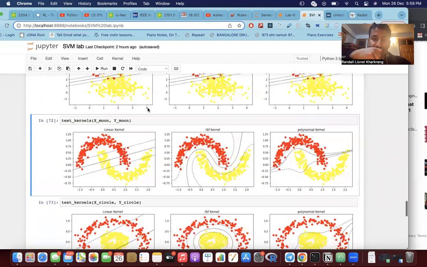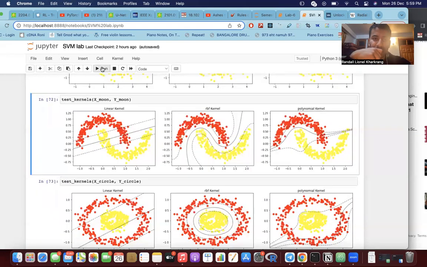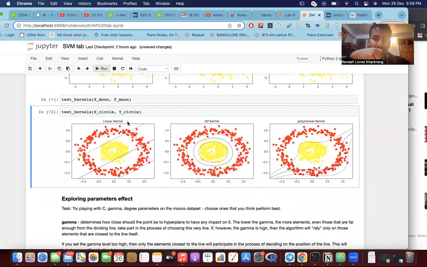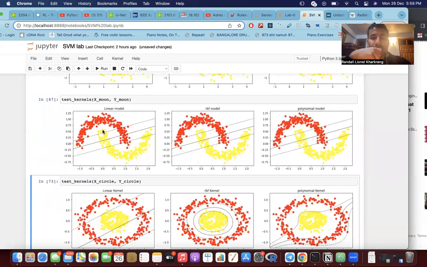So this is an example, and this is another one for the moon type. You can see here linear doesn't work, right? Because there is no support vector, no vector here that decides exactly where there is a shift from one class to the other class.